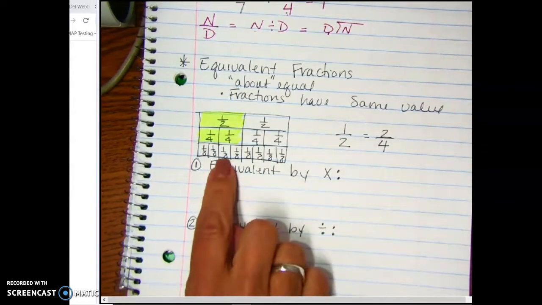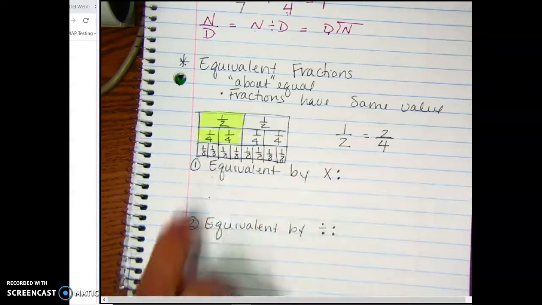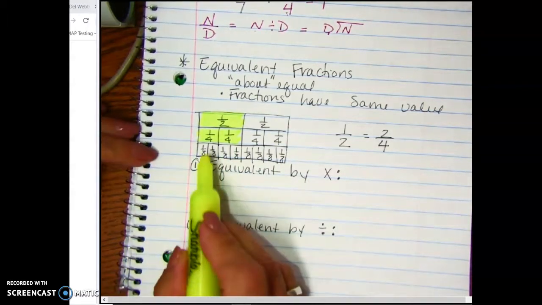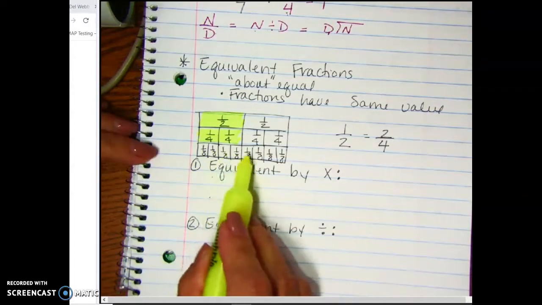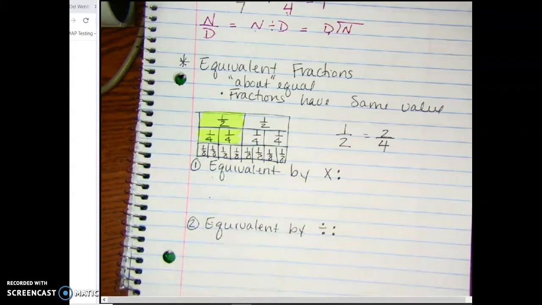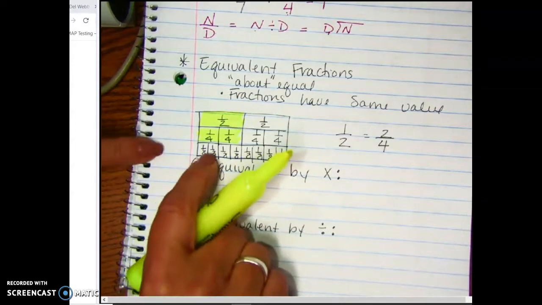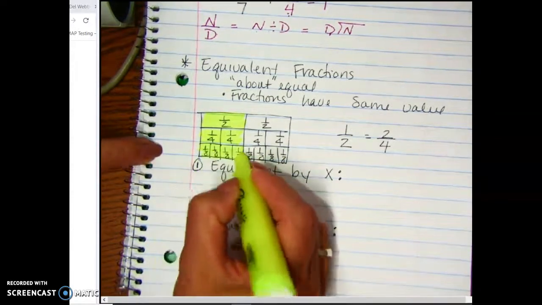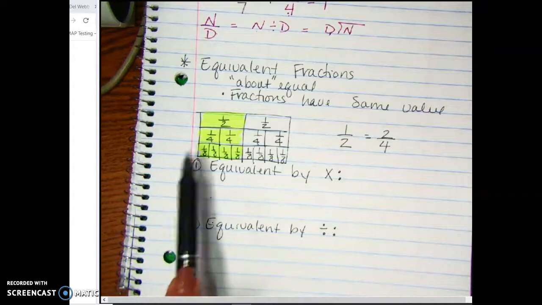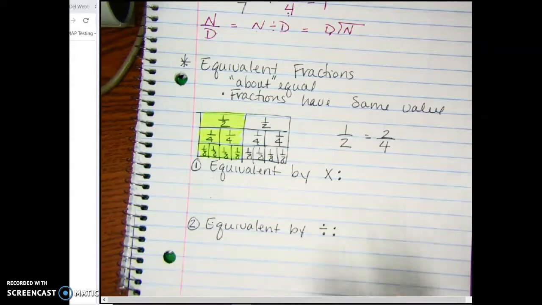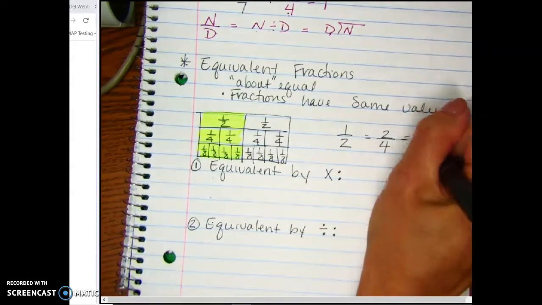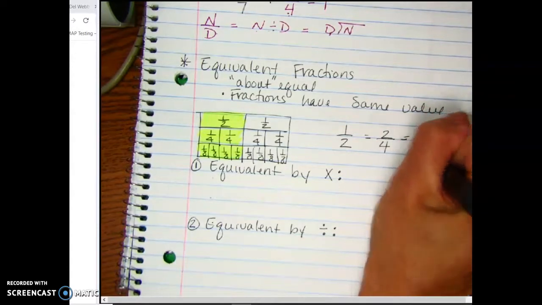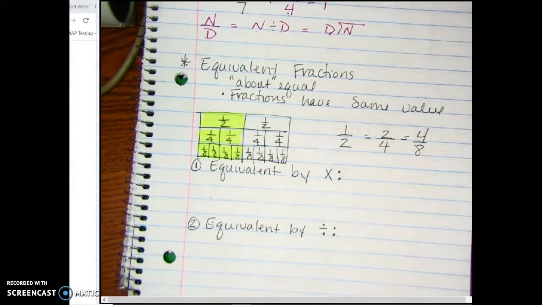Well, now I divided the same exact strip into 8ths. So there's 8 pieces, 1, 2, 3, 4, 5, 6, 7, 8, which is our denominator. And these are each 1 piece of the 8. And how many parts is that? It's 1, 2, 3, 4. 4 out of 8 parts, which also equals 1/2. So these are your equivalent fractions.